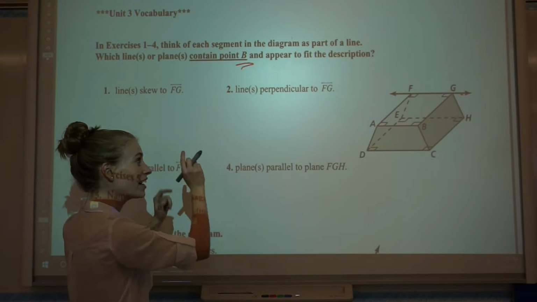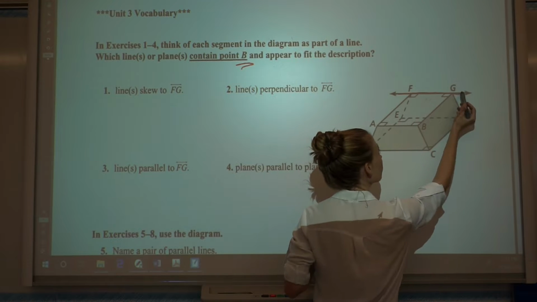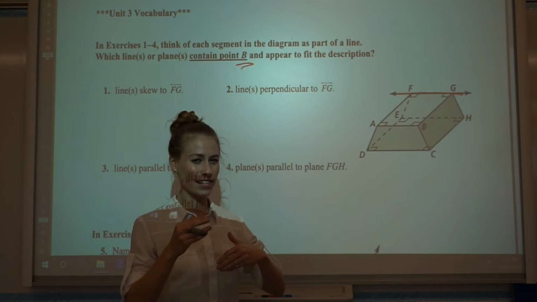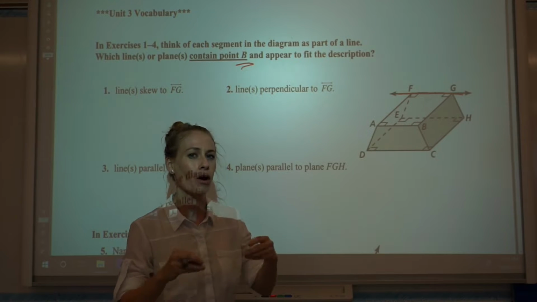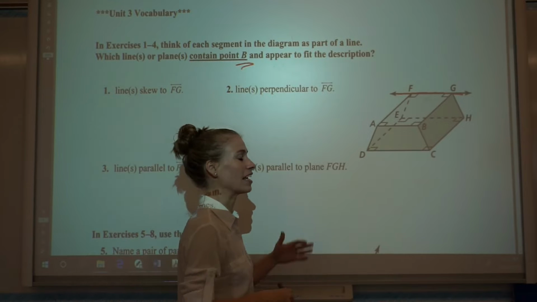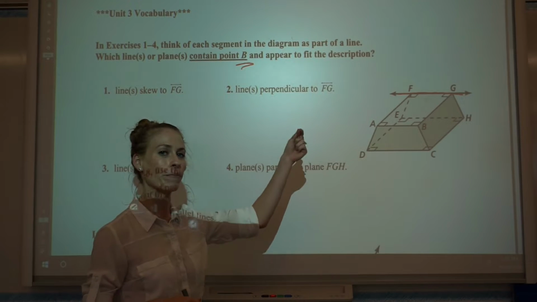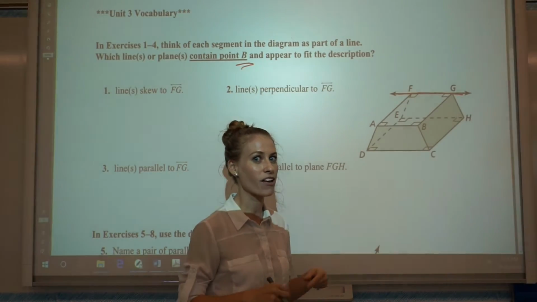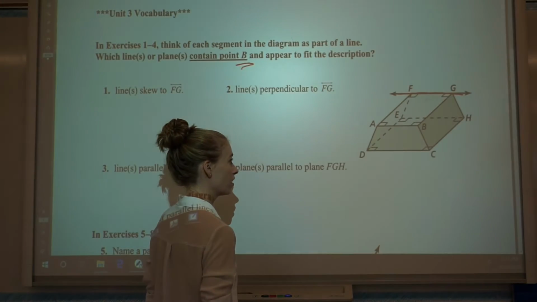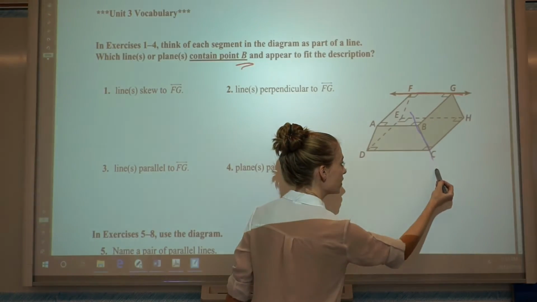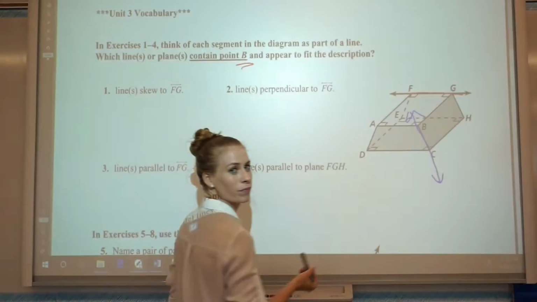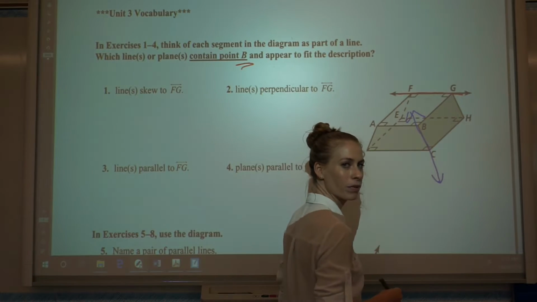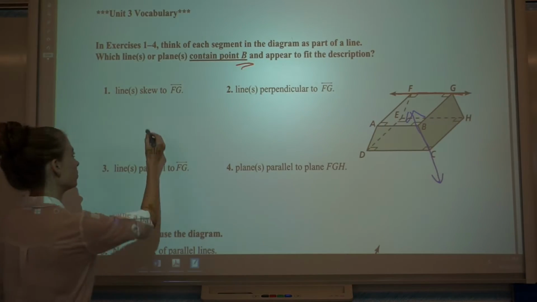Line skew to line FG. This guy right here. Remember, skew means lines that don't intersect, but they're also not parallel. They're non-coplanar. So can we find any line that will contain point B and is skew with line FG? I think I may have found one. Line BC. Boom. You notice that they're not going to intersect, but they're also non-coplanar. So let's write that down.